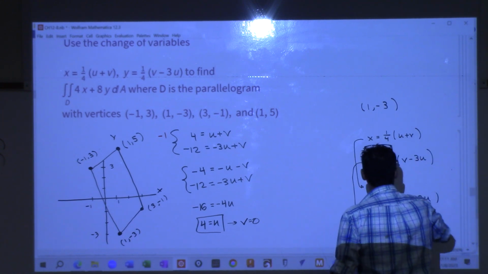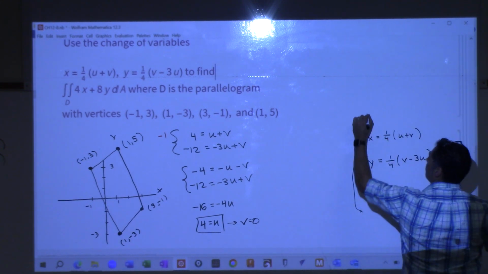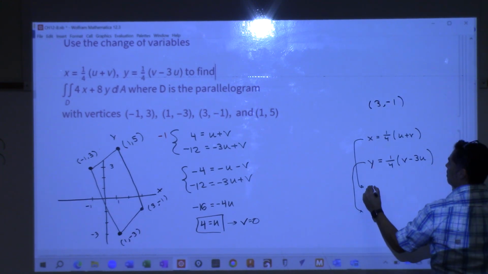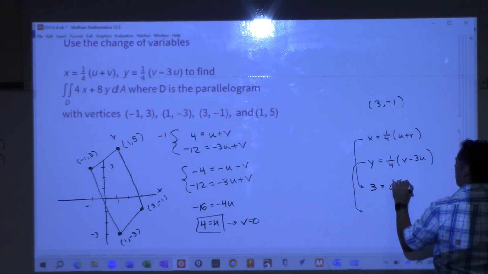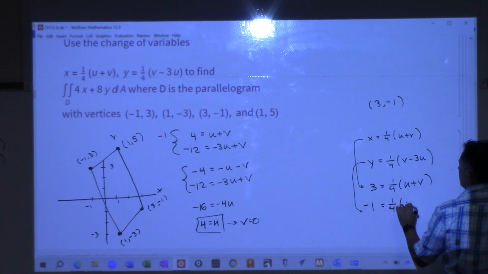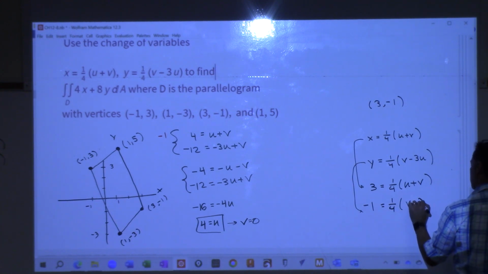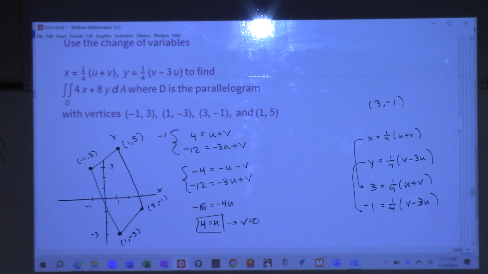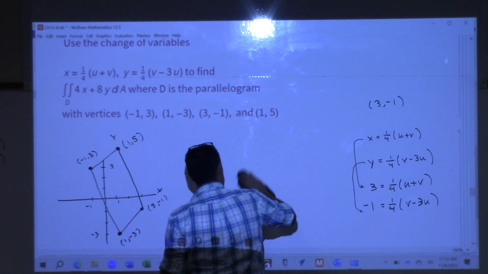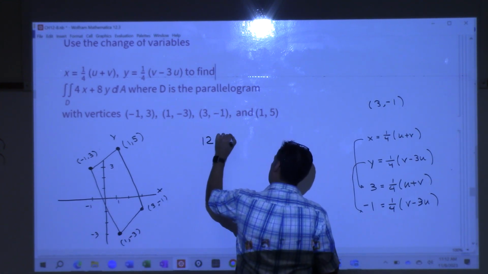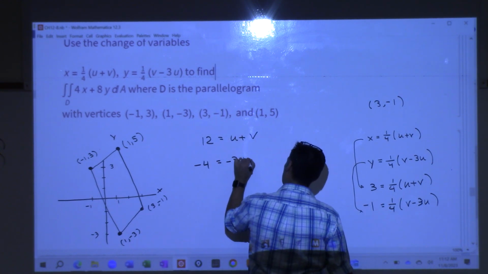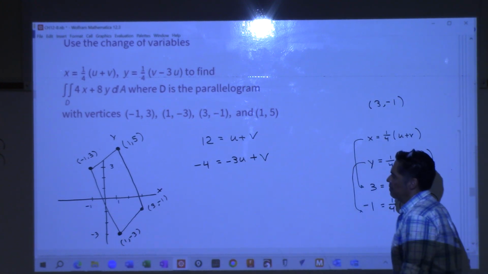Okay. So now we're going to do the point 3, -1. So replace the x with 3, the y with -1. This is monotonous. I should have had this done before class, sorry. -1 equals 1/4, and then v minus 3u. 3u. 12. So 12 equals u plus v. And then -4 equals, switch the order again, -3u plus v. Your choice.